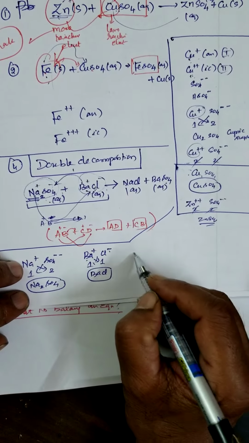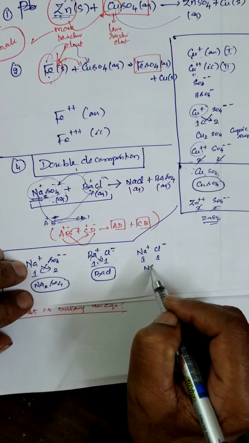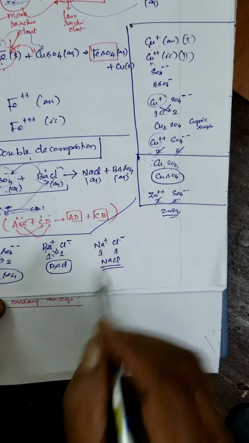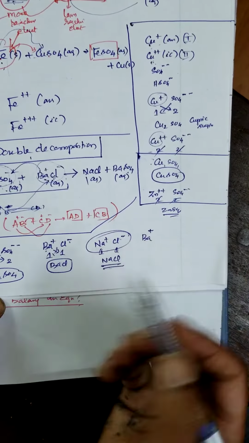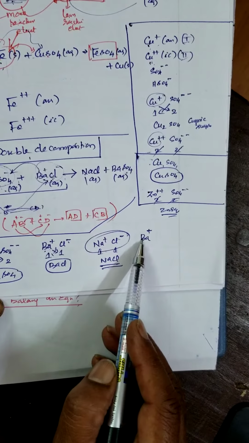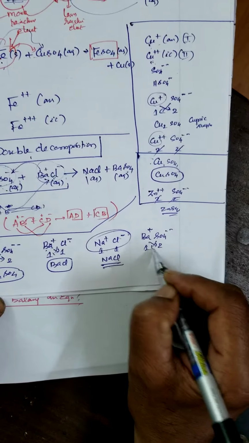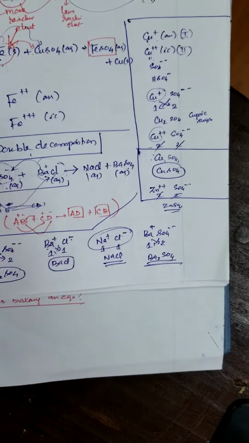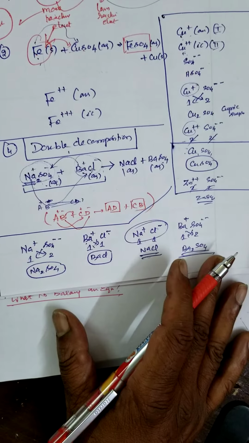Then what about sodium chloride? Sodium is 1, chlorine 1. Therefore, you can write the sodium chloride formula. From barium chloride I came to know that barium is positive, and sulfate valency is 2, therefore barium sulfate, BaSO4. Writing the formulas gives you better practice. You write several times and practice. It will be helpful for all your competitive exams.